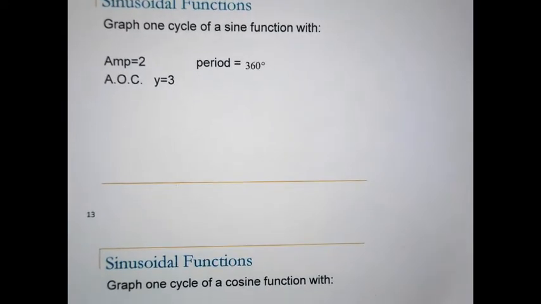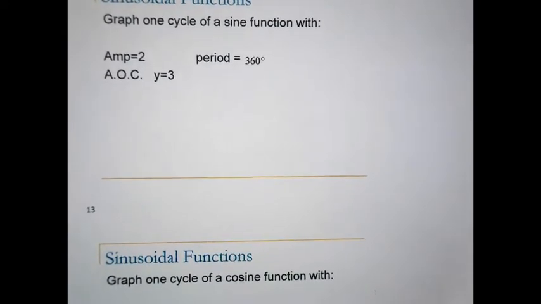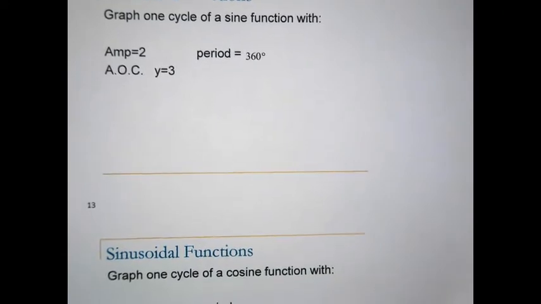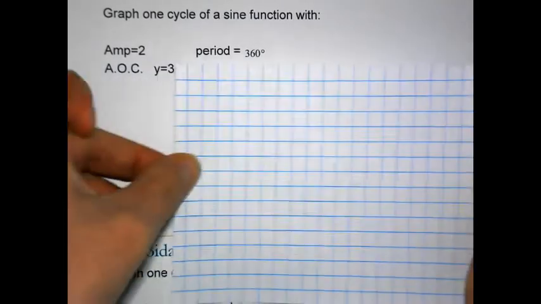Now we are going to do another kind of example here, where some features are given to us and we are trying to draw one cycle. Okay, so we know what's the amplitude, we know what is axis of curve, and we know what is the period here.